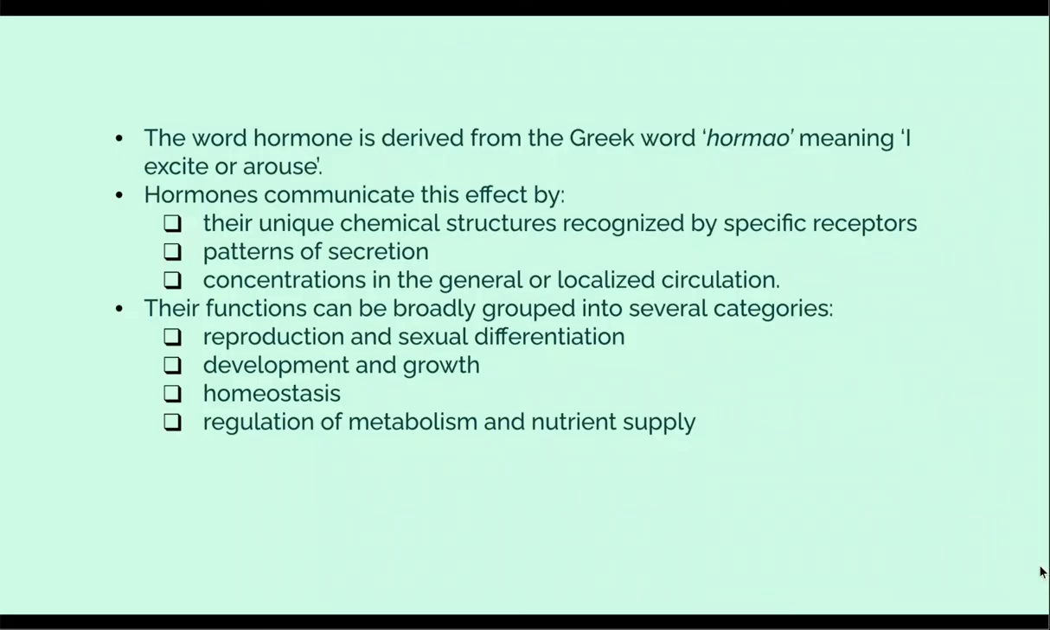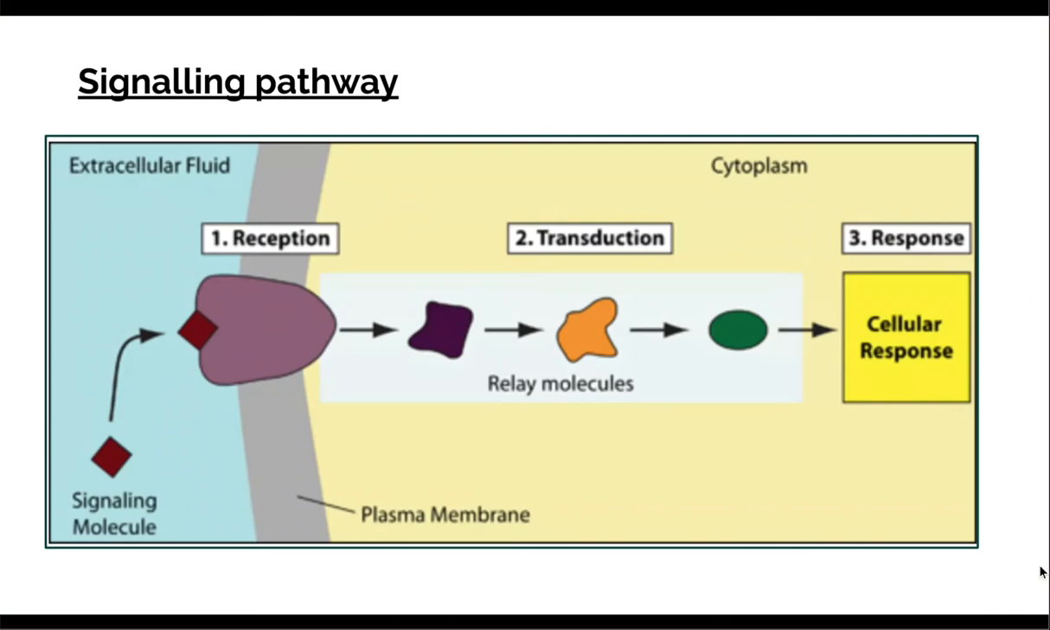The word hormone is derived from the Greek word hormao, meaning I excite or arouse. And for hormones to be able to do this, they need to have certain features so that they can work effectively. And these include their chemical structures, the patterns of secretion, and their concentrations. They have a wide variety of functions. For example, they're involved in the reproductive system, in development and growth, in maintaining homeostasis, and in regulation of metabolism and nutrient supply, just to name a few.